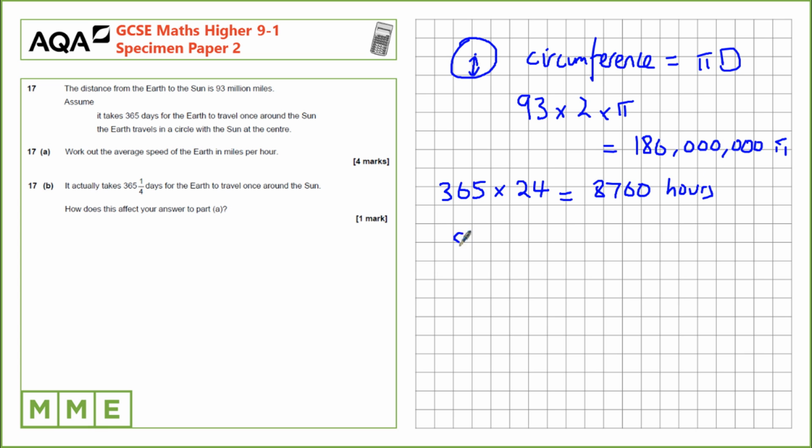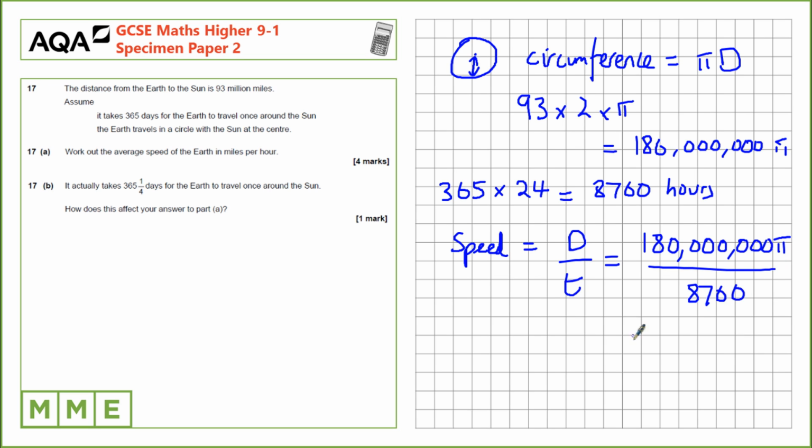Finally, we can use the formula speed is distance over time, which is 180 million over 8,640 hours, which gives us an average speed of 66,700 miles per hour. That's to three significant figures.